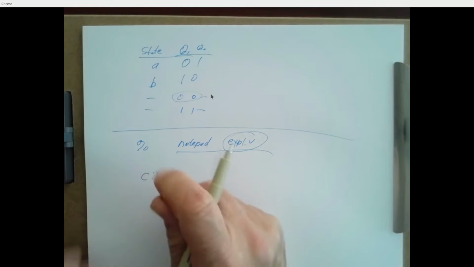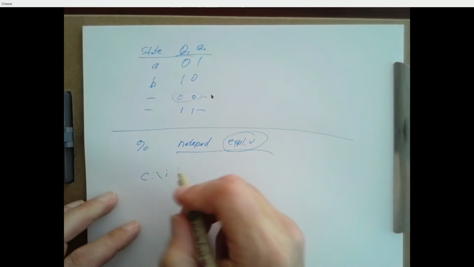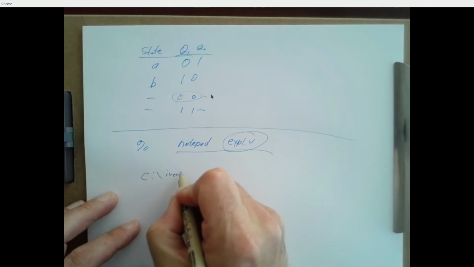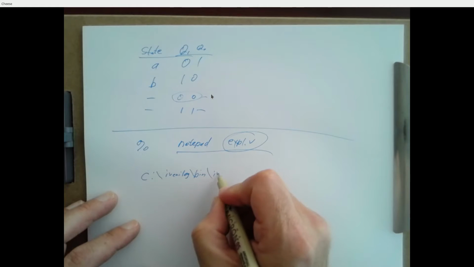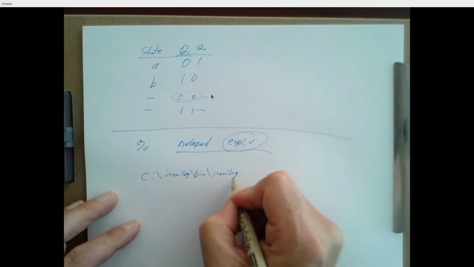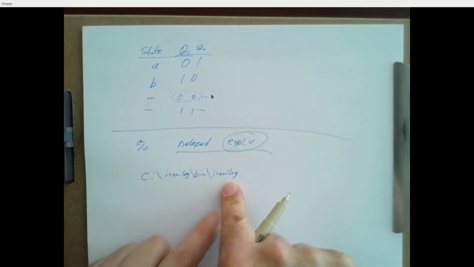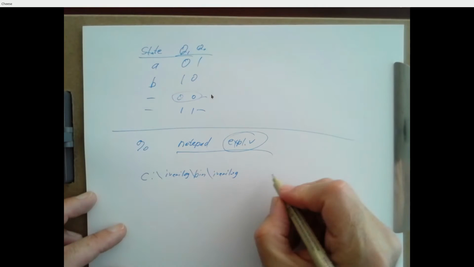Did I say iVerilog or Icarus? iVerilog. Okay, thank you. So: bin, iverilog. That's the actual name of the compiler.